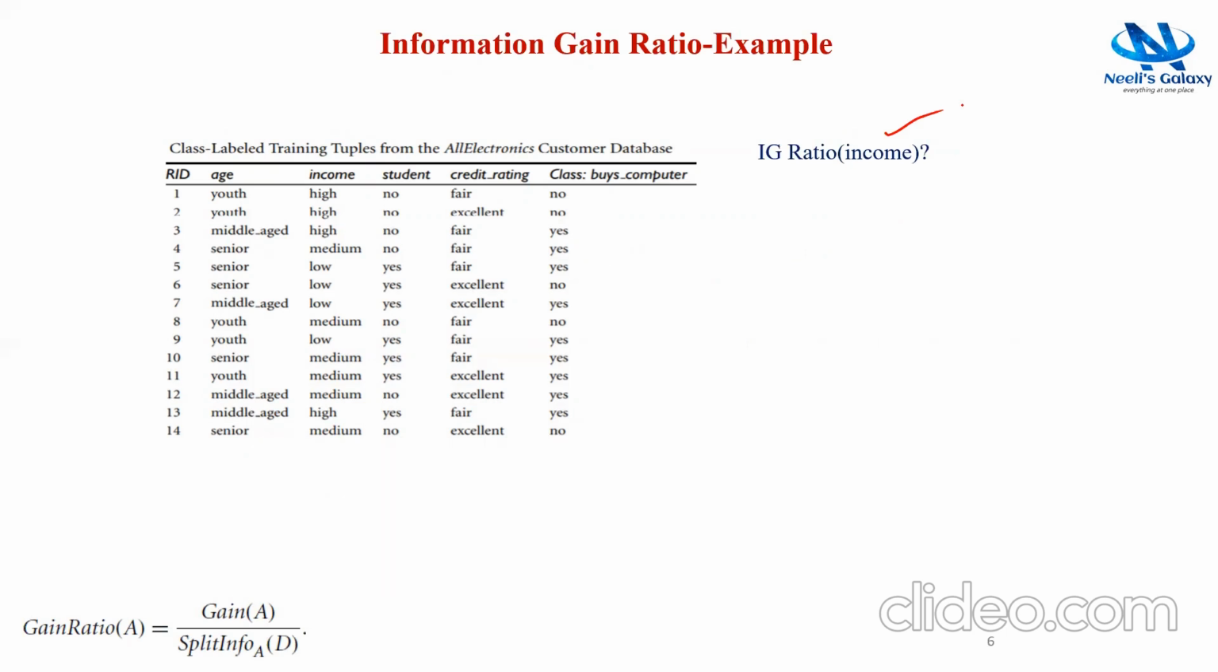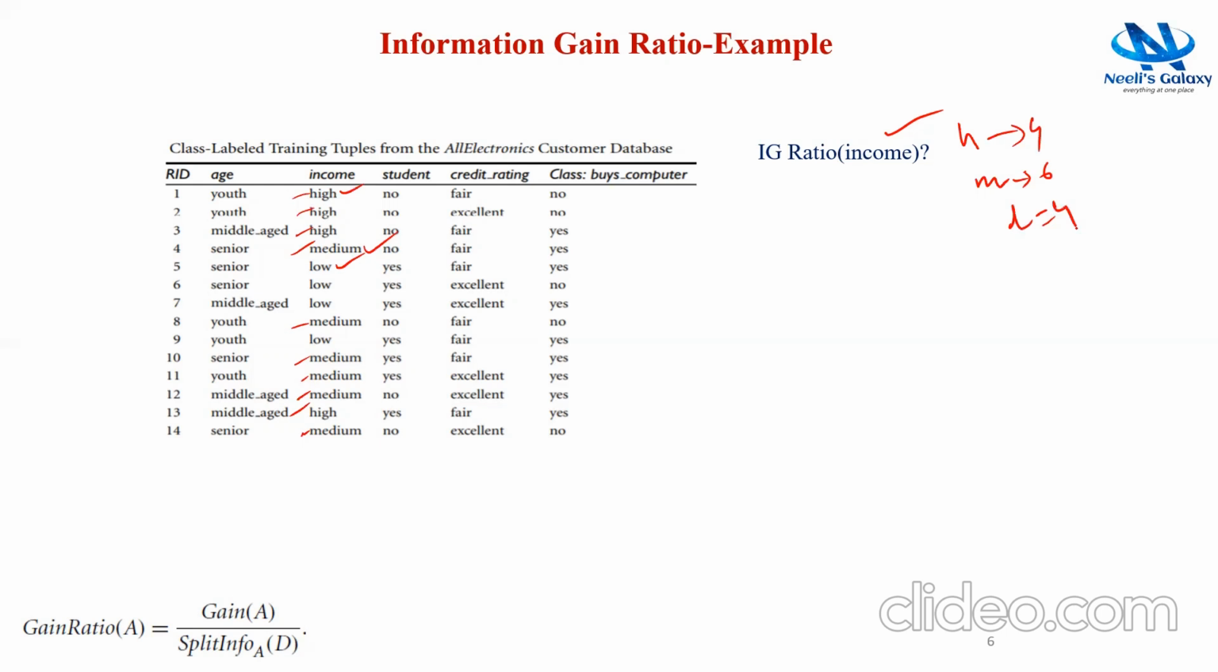Before that, let's identify the values of income. Income consists of how many values? High, medium, and low, right? How many high values are there? 1, 2, 3, 4. So there are in total 4 tuples with income equal to high. Coming to medium, 1, 2, 3, 4, 5, 6. So there are 6 tuples with income equal to medium. And next, low: if you observe, there are 4 tuples with income equal to low.